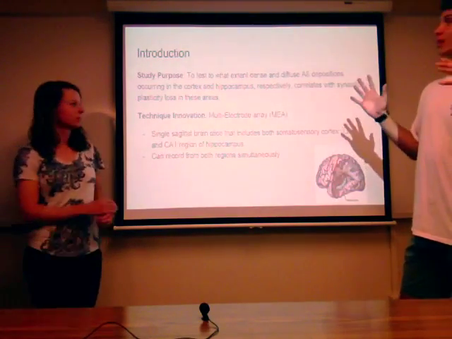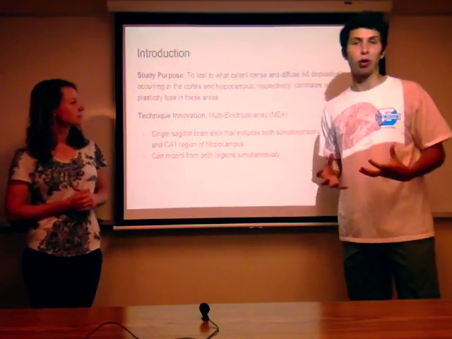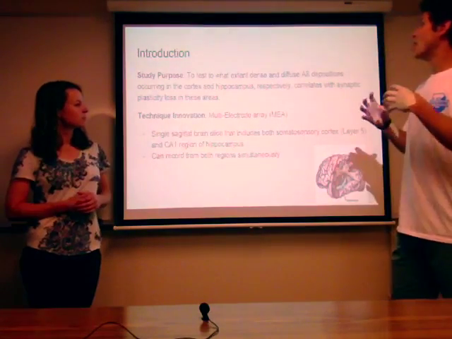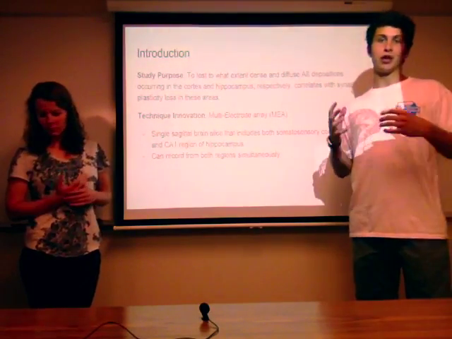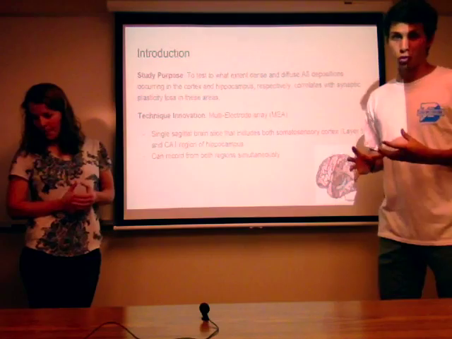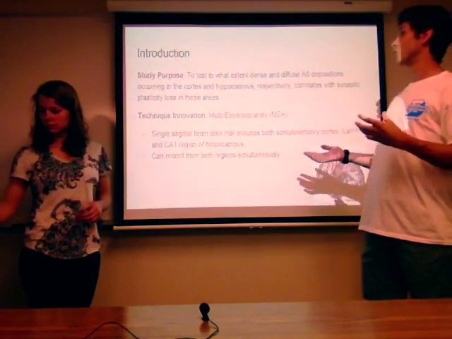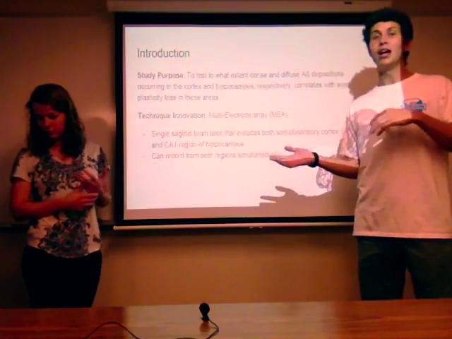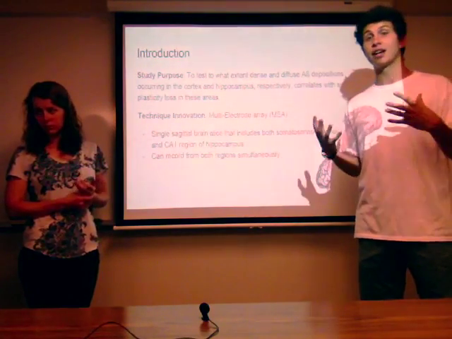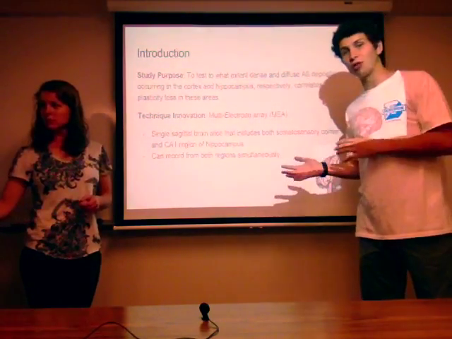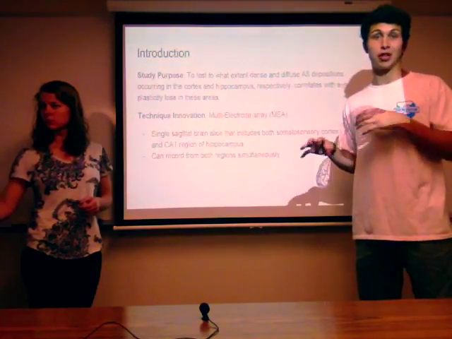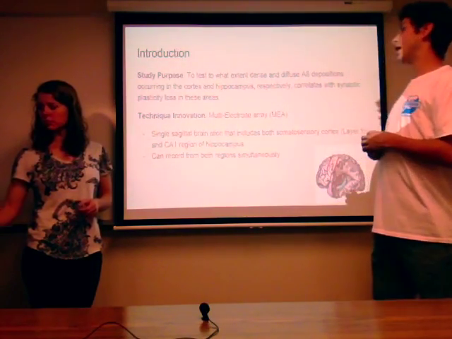And then finally, just a little bit, so the general purpose of this study is essentially, within these 2 different areas of the brain, there are specific types of these neural plaques that are being formed, and they're different from one another. And so the researchers wanted to look at, is there a correlation between the amount of synaptic plasticity that can occur and their correlation to these different types of neural plaques that are occurring in these different areas.